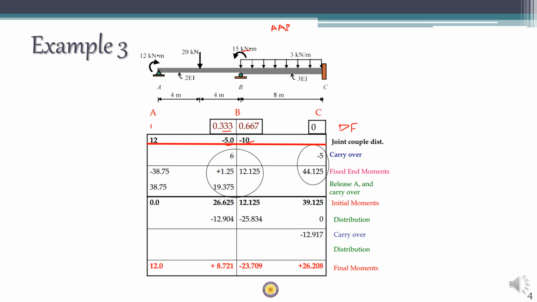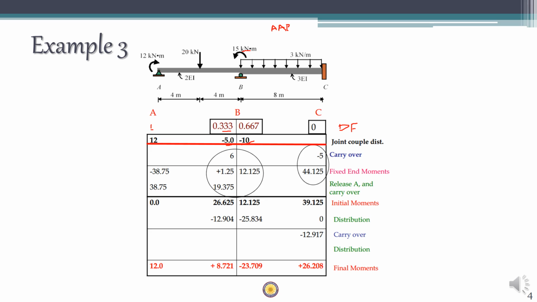Similarly, there is an active clockwise moment of 12, which means that is a negative moment. So in order to balance it, we have to apply a plus 12 multiplied by DF, which is 1. So we have a plus 12 applied here at A. There is no requirement of distribution because there is only one member meeting at A, right?